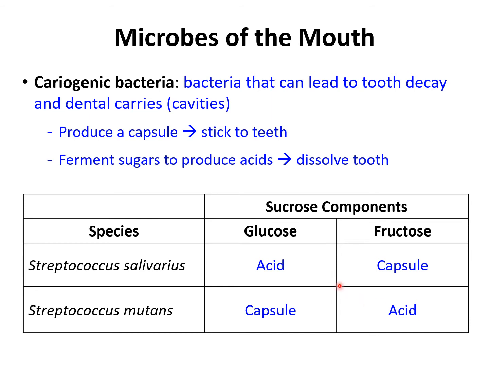Okay, so you can see it's kind of like opposites. Streptococcus salivarius ferments glucose, while Streptococcus mutans ferments fructose. Streptococcus salivarius uses fructose to make its capsule, while mutans uses glucose to make its capsule.